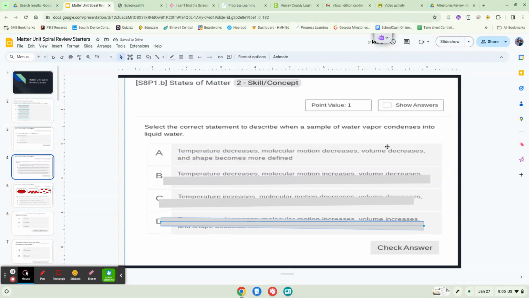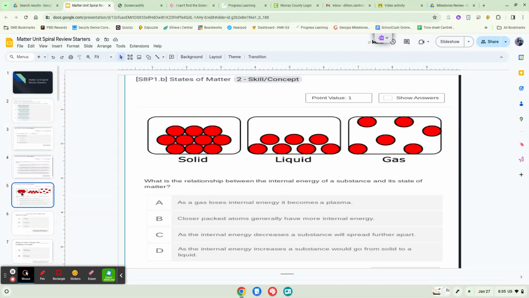Okay. And let's just check the rest of them. Volume decreases, that is true. Remember, gas is more spread out, so it's going to have a little greater volume. It will take up more space. And the shape becomes more defined. That is true as well. So your answer should have been A.